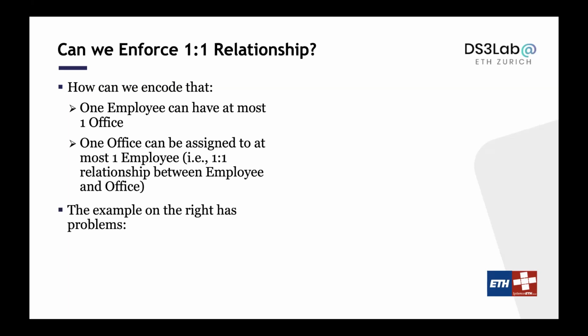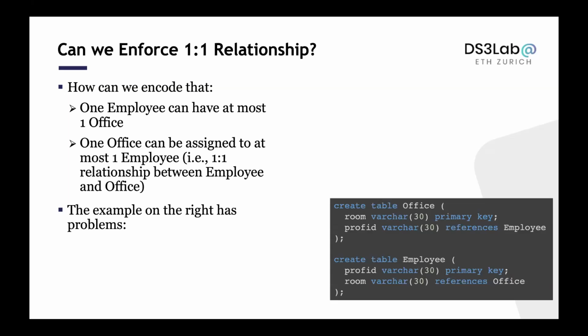So what can we do? Let's look at this example. Assuming that I'm defining two relations, one is office and another is employee. For office, I have the room number, which is the primary key, and I have the professor number, which refers to employee. This one is a foreign key. And on the employee table, I have a professor ID as a primary key, and I have the room referring to office. So does this encode a one-to-one relationship?